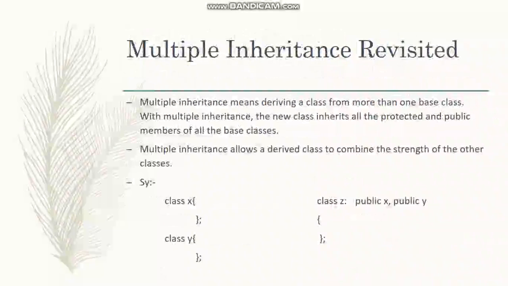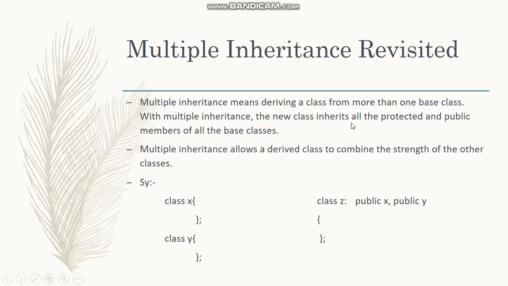Now the next topic is multiple inheritance revisited. Multiple inheritance means deriving a class from more than one base class. With multiple inheritance, the new class inherits all the protected and public member of all the base classes. Multiple inheritance allows the derived class to combine the strength of the other classes.